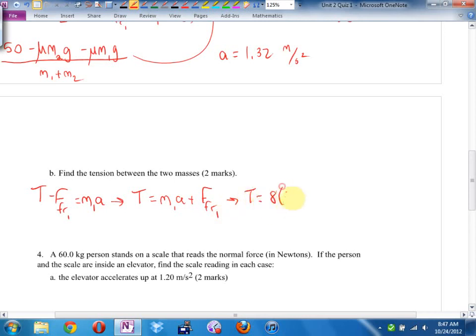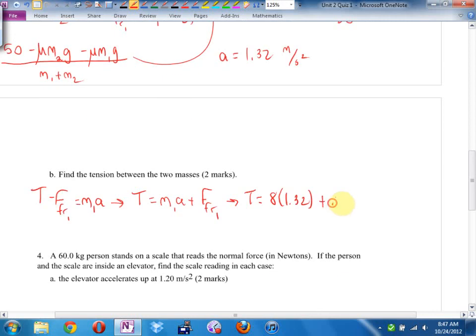8. What was A? 1.32. Now, if you put your number in here, the one that you got last night, and you did everything correctly, you went 8 times 1.32 plus, what was mu? And you went 0.12 times 8 times 9.8. If you did that, you get 2 out of 2 on this question, okay? Assuming you typed it right on your calculator. What do you get? What's the tension?